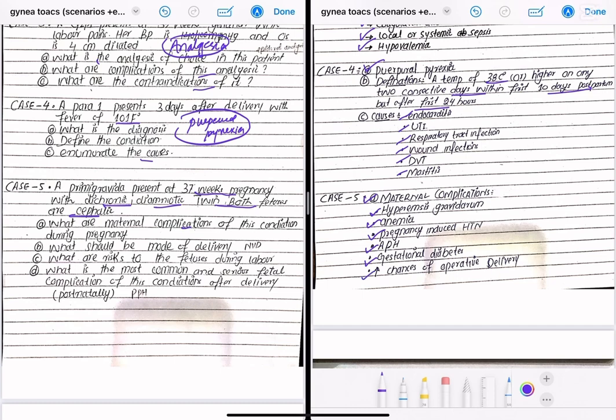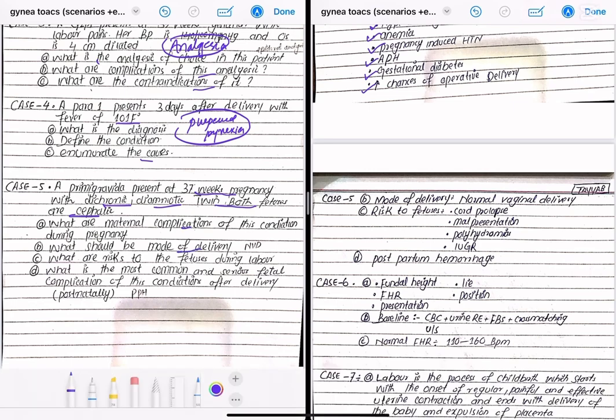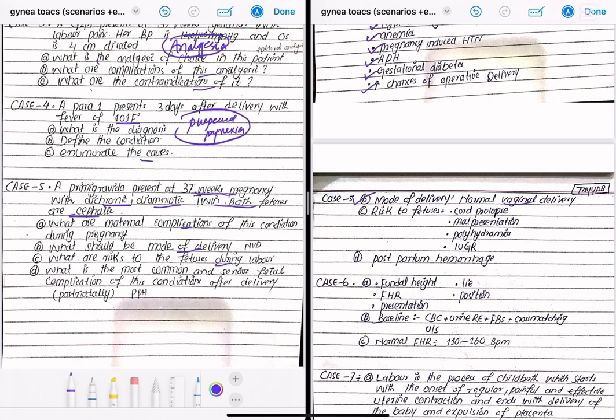Okay, another question in this case is: what should be the mode of delivery? The mode of delivery is normal vaginal delivery, that is NVD. And what are the risks to the fetus during labor? The risks are cord prolapse, malpresentation, polyhydramnios, and intrauterine growth restriction.